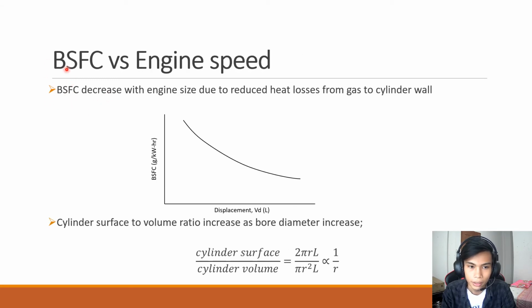Next, brake specific fuel consumption, or BSFC, decreases with engine size due to reduced heat losses from gas to the cylinder wall. So this graph represents the relationship between BSFC against the engine displacement. The cylinder surface to volume ratio increases as the bore diameter increases. It can be proved by this equation.